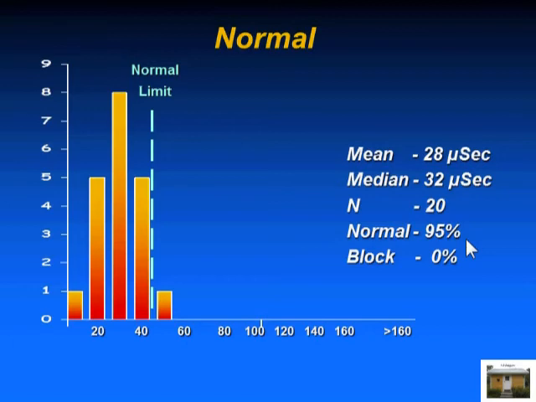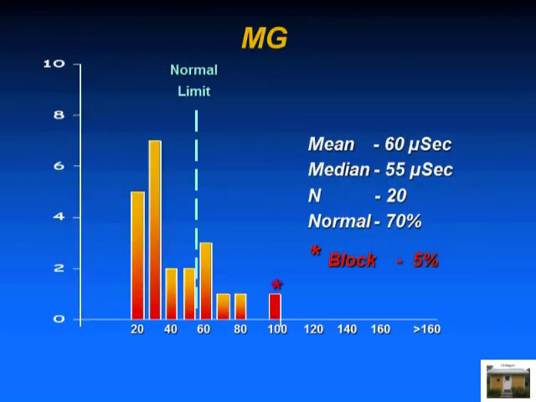Compare this with a similar plot made from a patient with myasthenia gravis. Same upper limit of normal, you can see that a number of the recordings had values that were outside the normal limit, and one pair of potentials over here had blocking. So the mean value and the median were around 55, 60, and 70% of the pairs were normal.